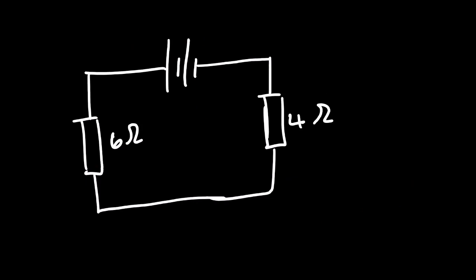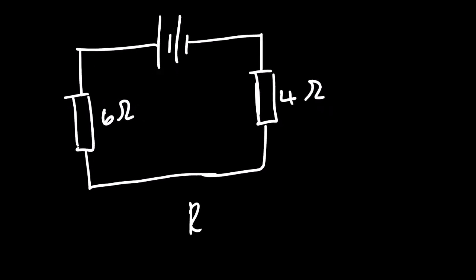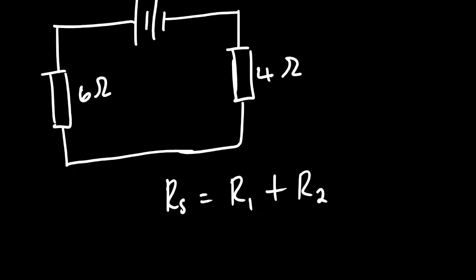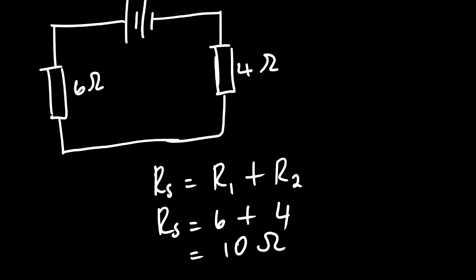Another question. Feel free to pause the video and calculate the effective resistance. Now we can see that the connection is still a series connection. So R1 is 6 plus 4. We are going to have 10 ohms. That is the effective resistance.